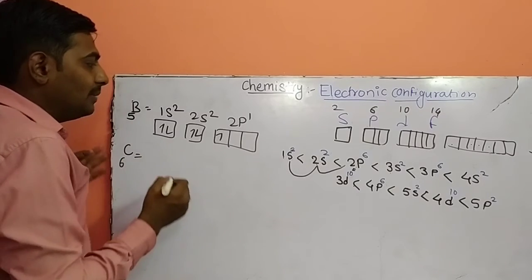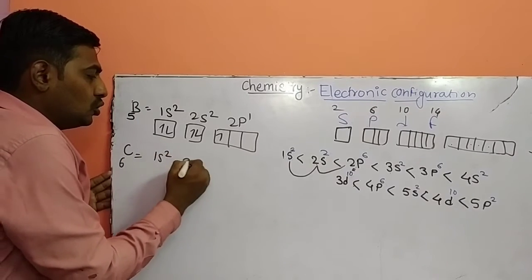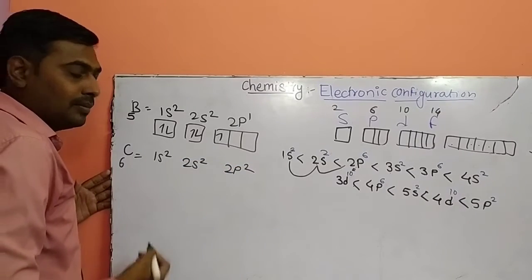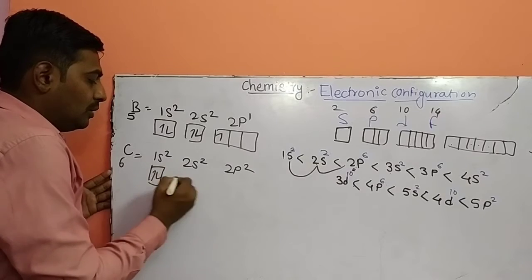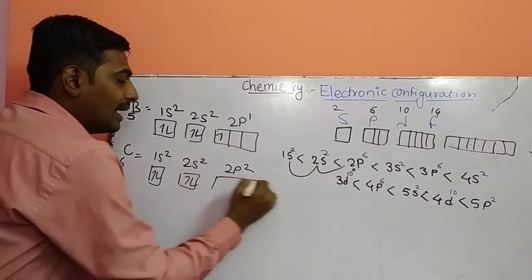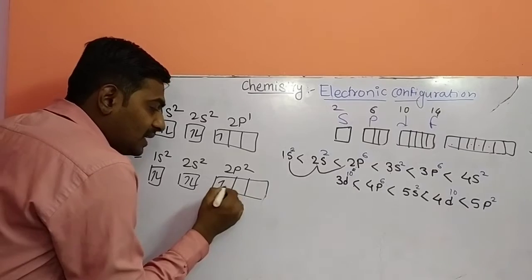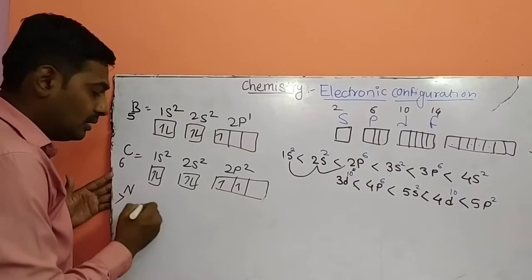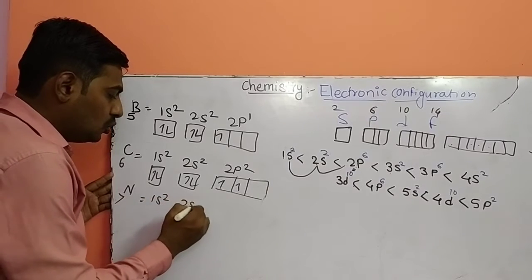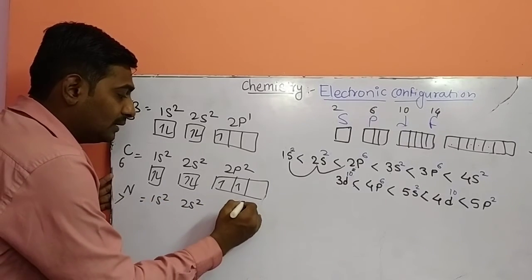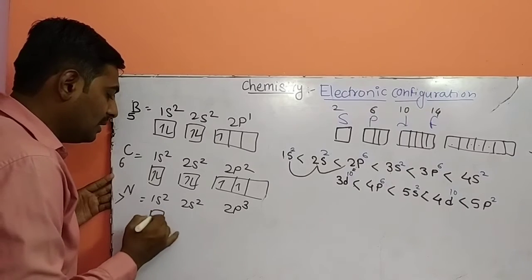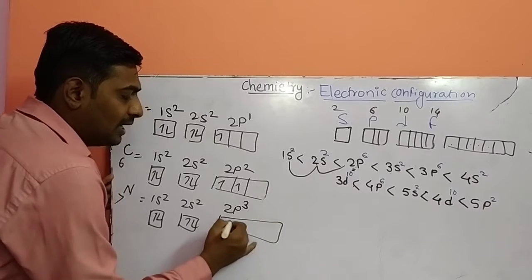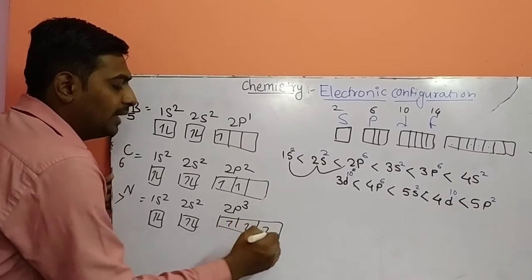Next, carbon, atomic number 6. So how will 6 be there? 1s2, 2s2, 2p2. 2 electrons. And how will the 2 electrons enter? First and second. Next, atomic number 7, nitrogen. 1s2, 2s2, 2p3. How will it be? 1, 2, 1, 2. The 3 electrons will be 1, 2, 3.